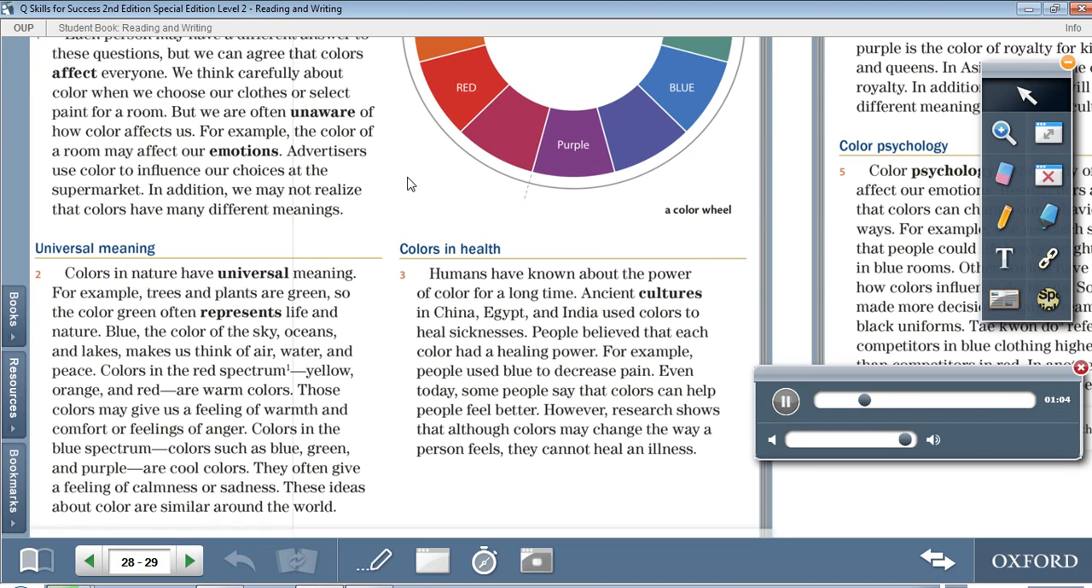People believed that each color had a healing power. For example, people used blue to decrease pain. Even today, some people say that colors can help people feel better. However, research shows that although colors may change the way a person feels, they cannot heal an illness.